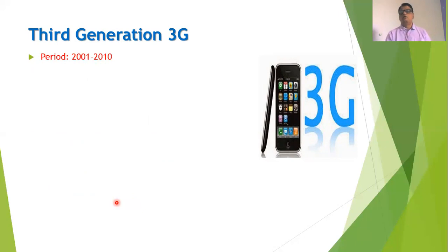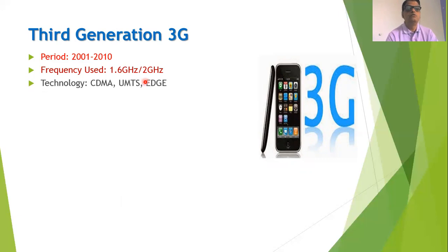But still, there were a lot of limitations in the 2G technology, and therefore these limitations were recovered in another generation, and that is called the third generation or 3G technology. Broadly, you can say that the period from the year 2001 to 2010 can be called the third generation technology period. The frequencies were enhanced again, and frequencies up to 2 gigahertz were permitted to be used in this technology.